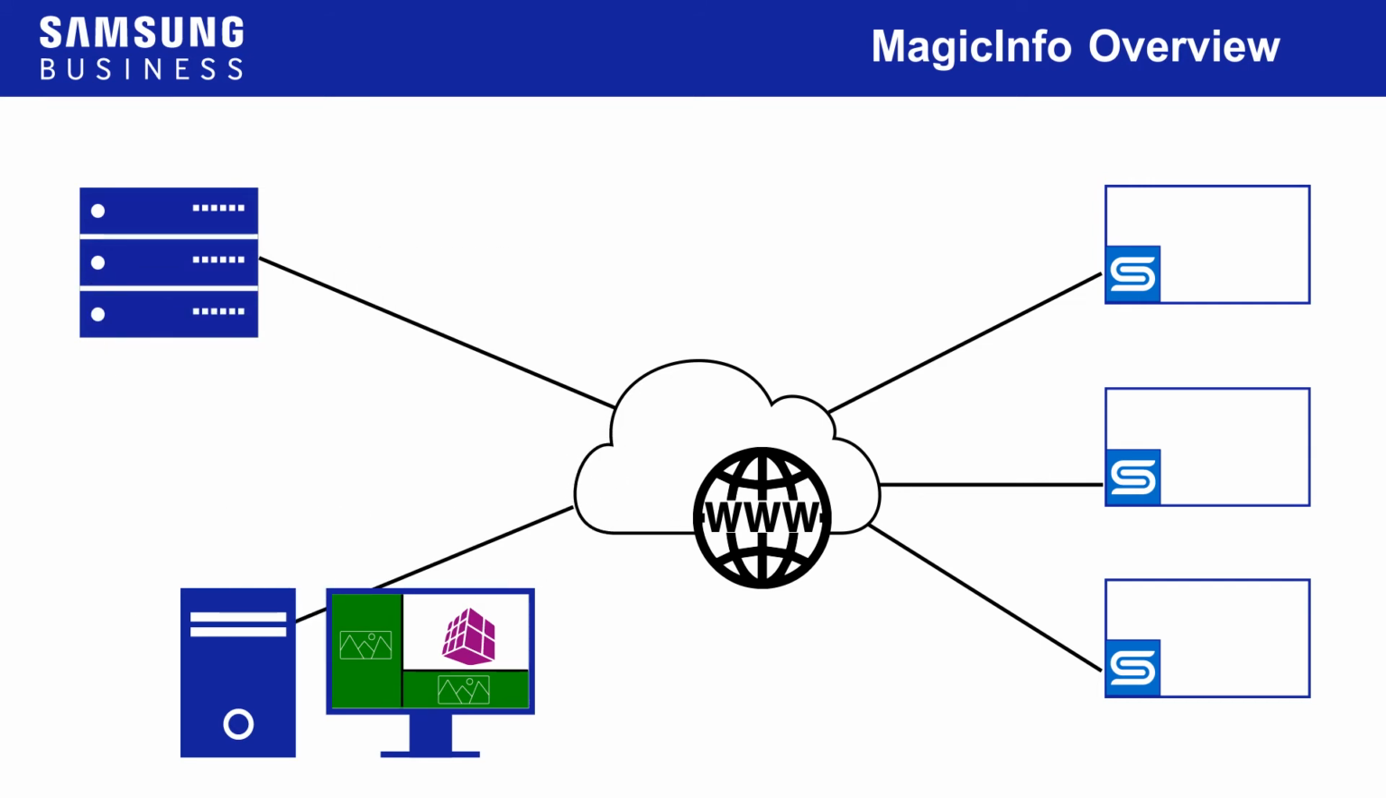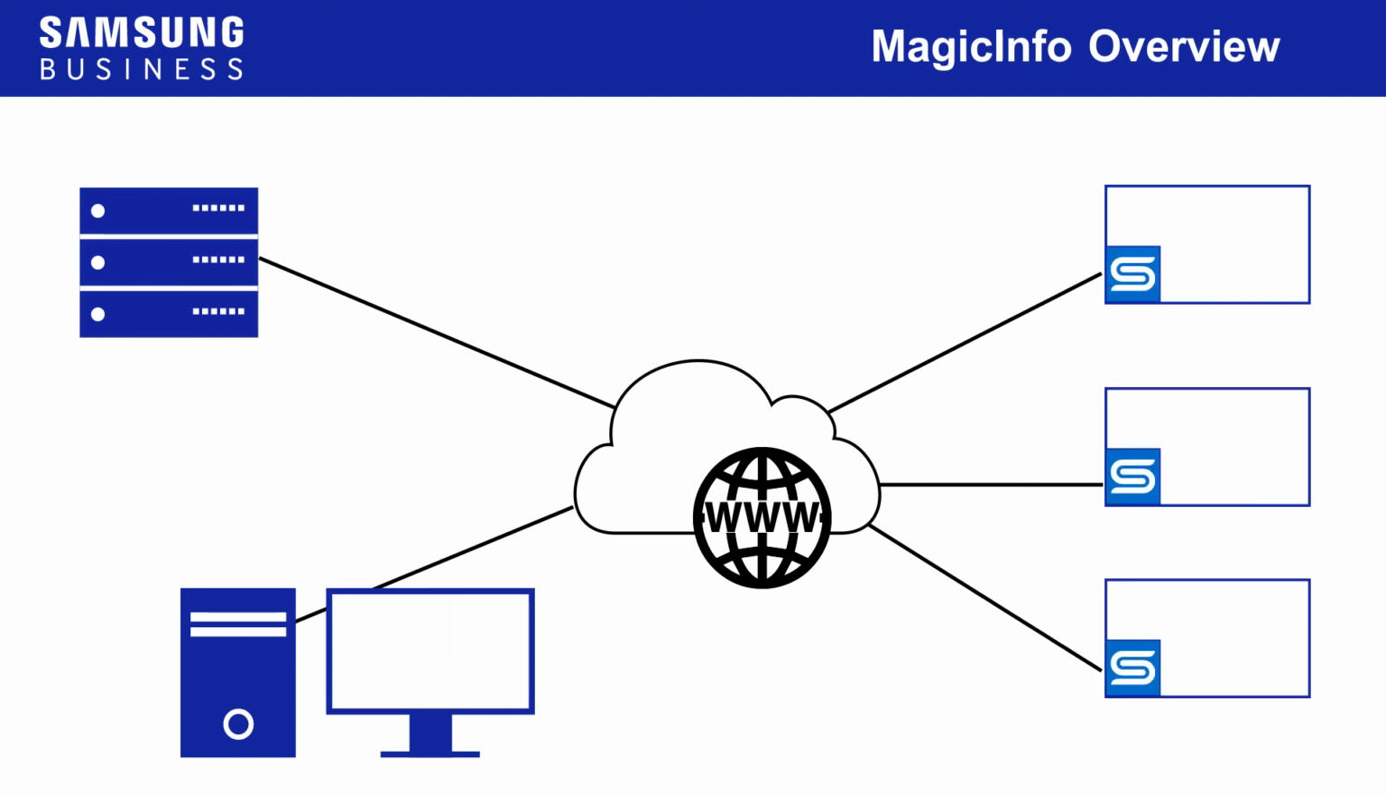For a MagicInfo system with all these components, the workflow would be: the Author software creates the content and publishes it to the MagicInfo server. The server schedules the content and delivers it to the players. The players accept the content and play according to the schedule.